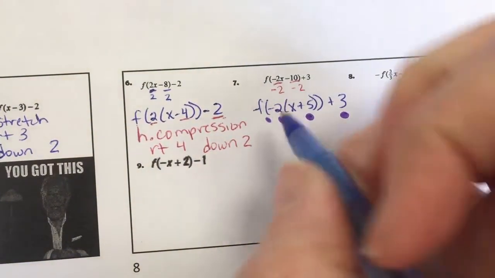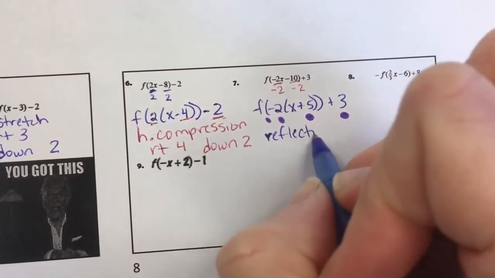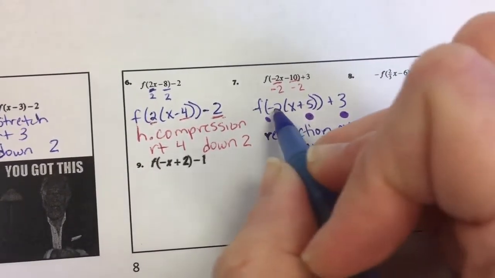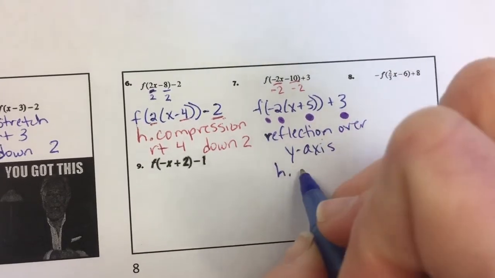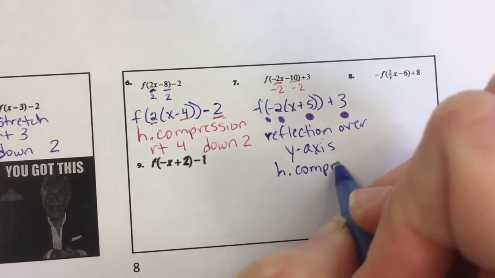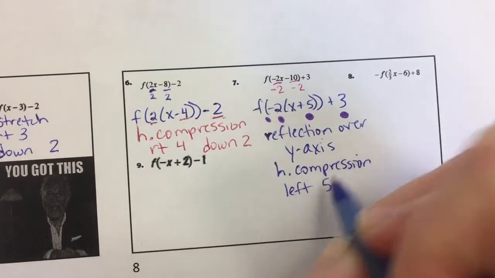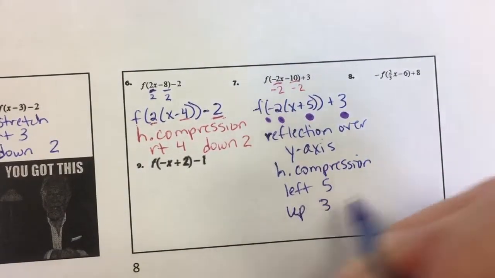The negative on the inside is a reflection over the y-axis. The 2 is a horizontal compression. Do the opposite. Plus 5 is left 5 because it's on the inside of parentheses, and the plus 3 is up 3.